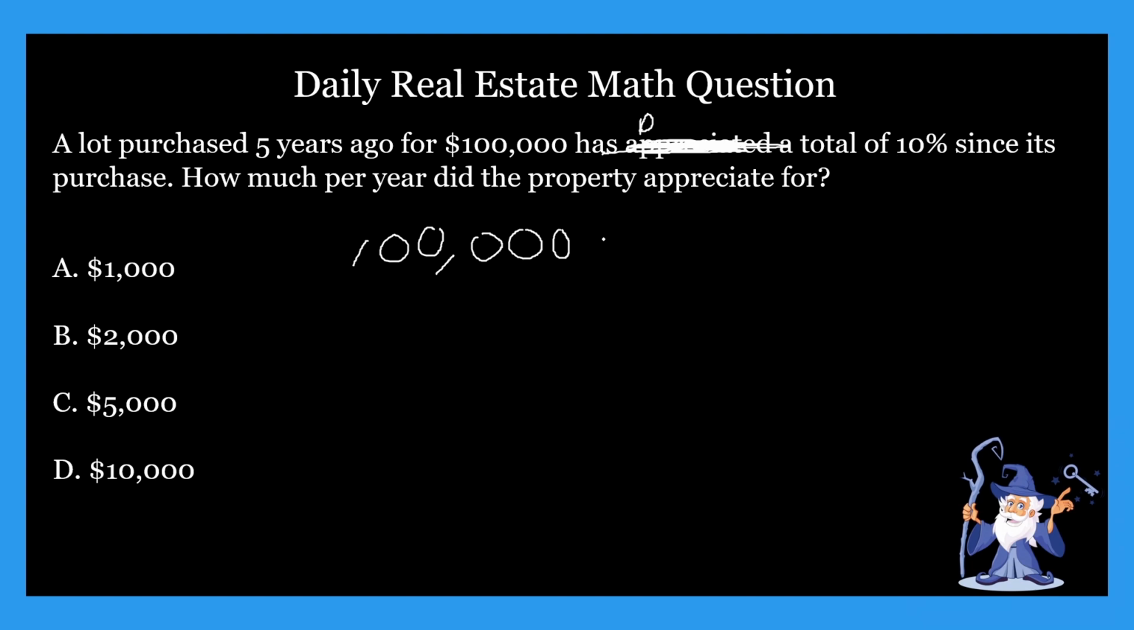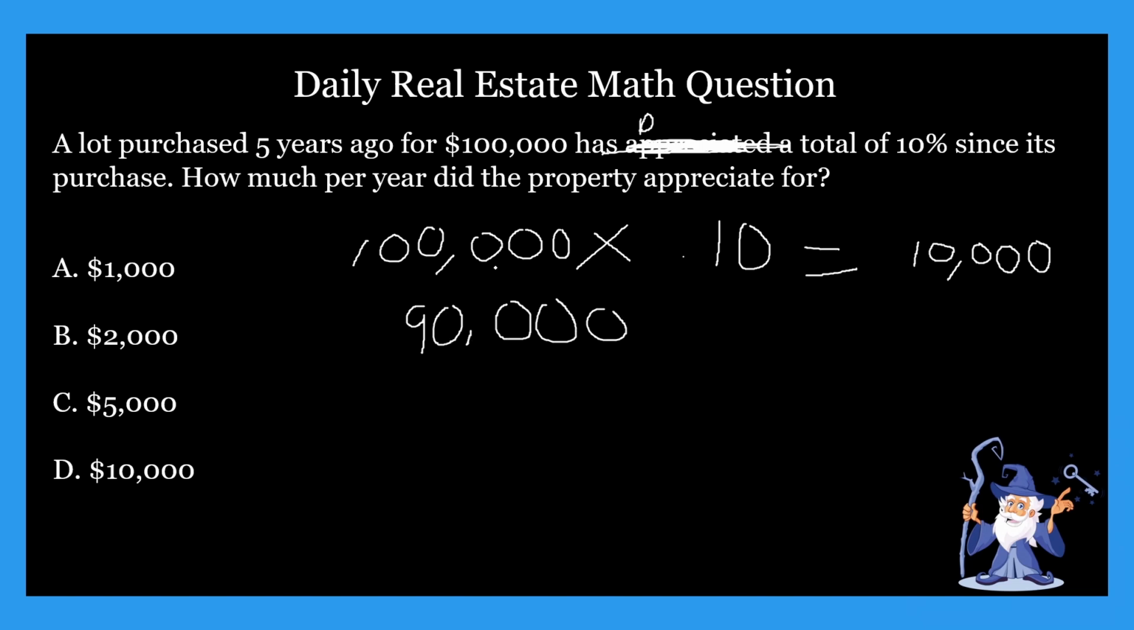Well, in this method, you would multiply it by 10% or 0.10, and it would give you $10,000. From there, what you would have to do is subtract it. And again, remember that this is hypothetically if it was a depreciation problem. So you would take this $100,000, minus that $10,000, and that would give you $90,000. So if a house was purchased 5 years ago for $100,000 and it depreciated a total of 10%, then its value would be $90,000.